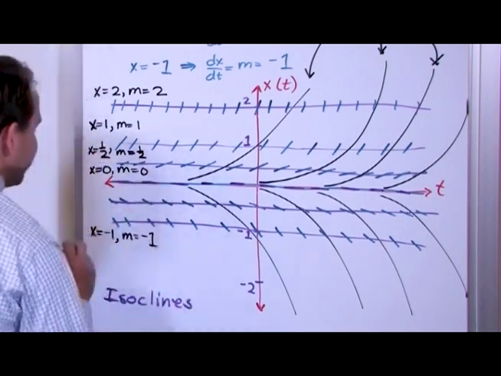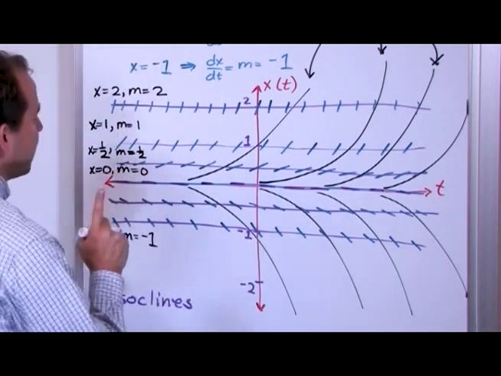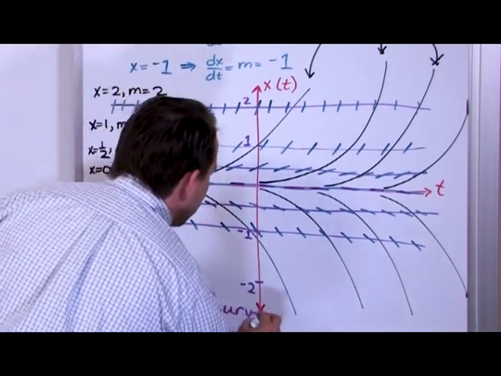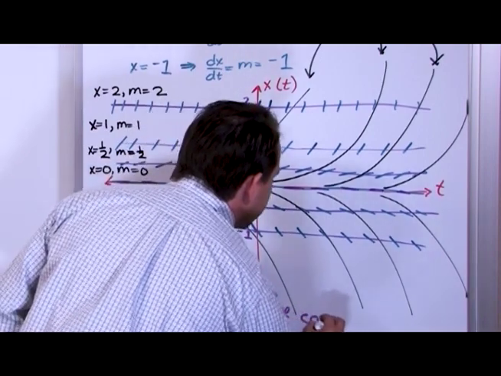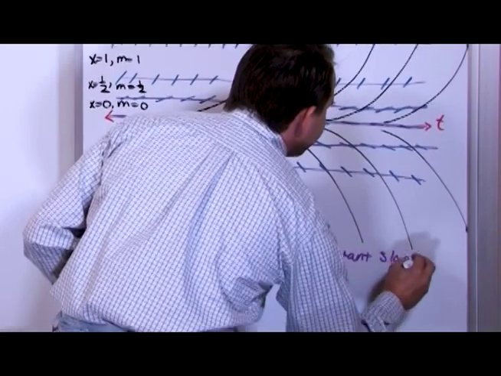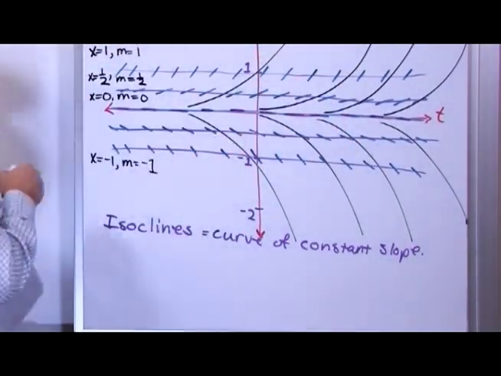And you're going to see this in your book, isoclines. It's a fancy word, and so people look at it sometimes and they're like, what does this mean? All it means is it's a line of constant slope. And in fact, I'm not even going to call it a line. I'm going to call it a curve of constant slope.